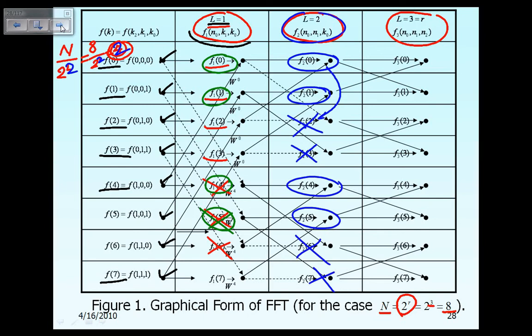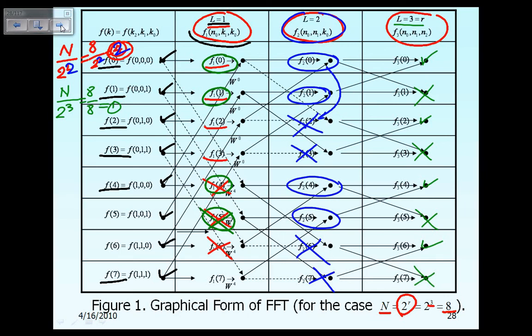Finally, at level L equal to 3, the ratio N divided by 2 to the power 3 becomes 8 divided by 8, which is equal to 1. That value 1 means you calculate F30 and skip the next one. Then you calculate F32 and skip the next one. You calculate F34 and skip the next one. So that is the pattern: you calculate one and then the next one you skip. You can see the pattern, right?